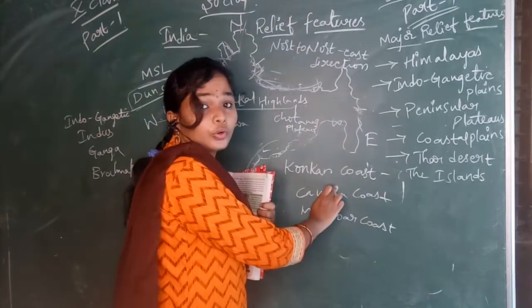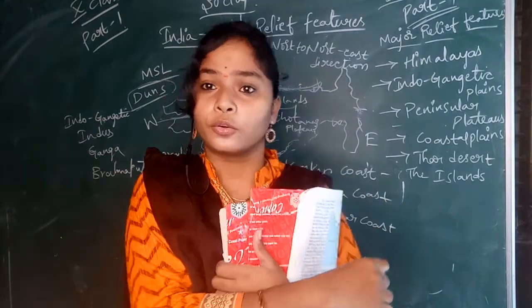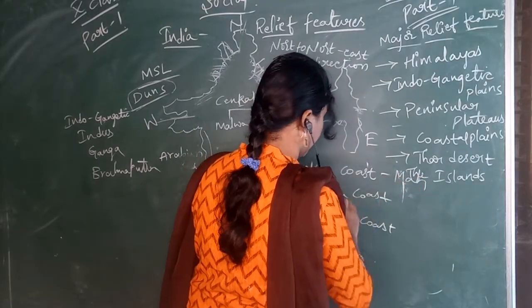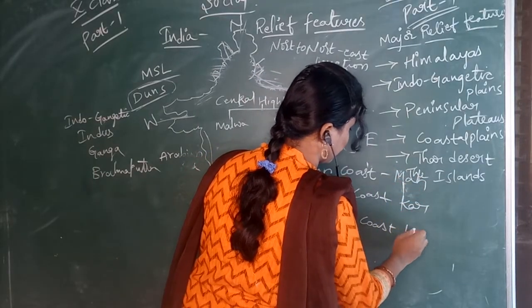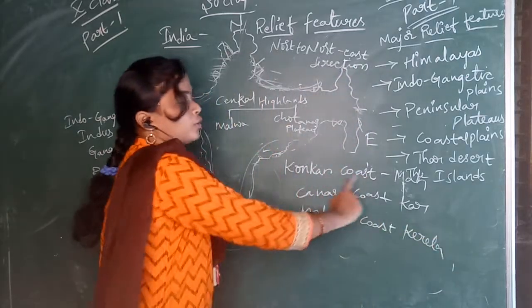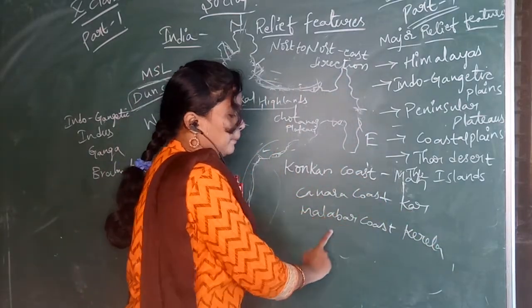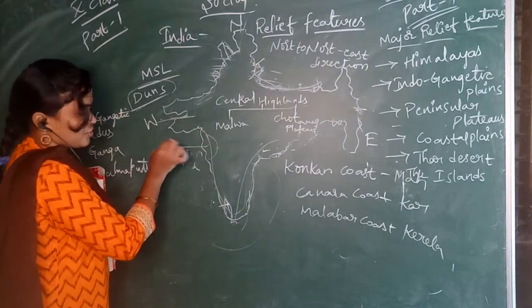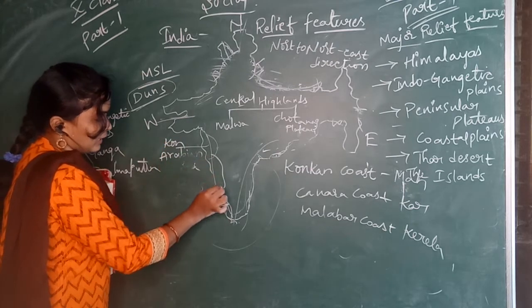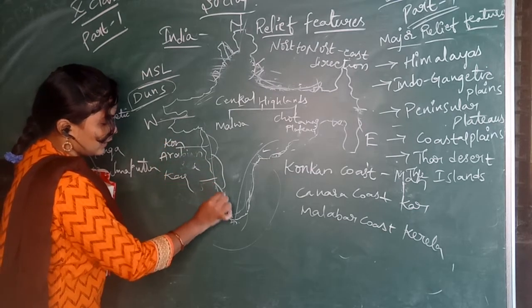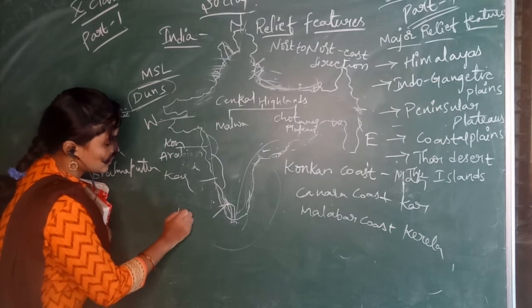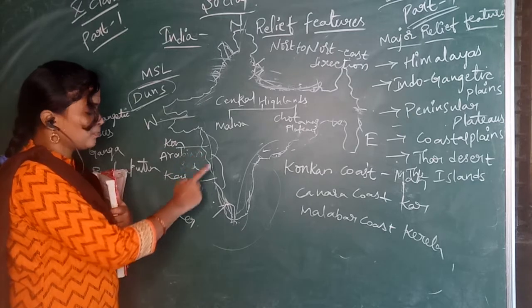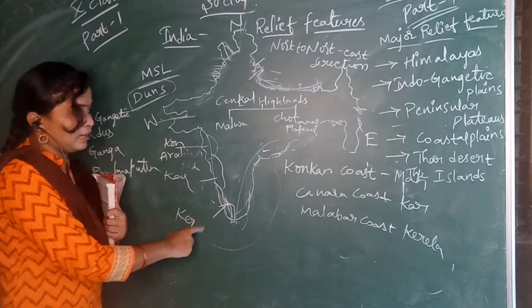Konkan coast. Okay, children? Konkan coast, Maharashtra; Canara coast, Karnataka; Malabar coast, Kerala. Where are they situated? Konkan coast in Maharashtra and Goa, Canara coast in Karnataka, and Malabar coast in Kerala. Clear, children?